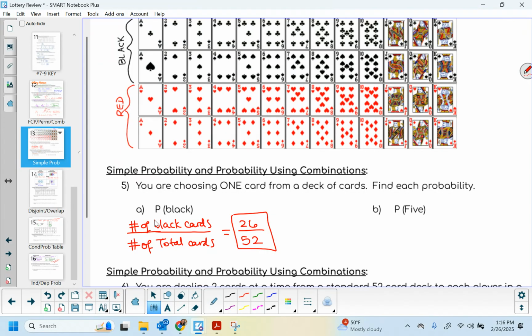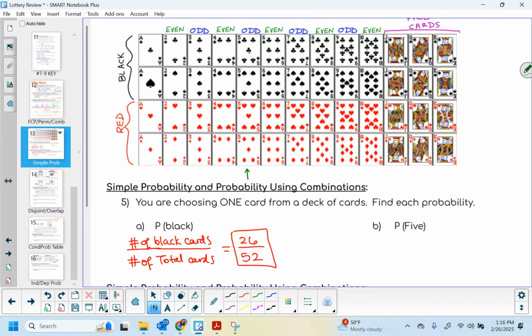Okay, the probability of choosing a 5, that would be anything in this column. So I have 1, 2, 3, 4 cards that are a 5 out of 52. That's it. So the number of 5s out of the total number of cards in the whole deck.